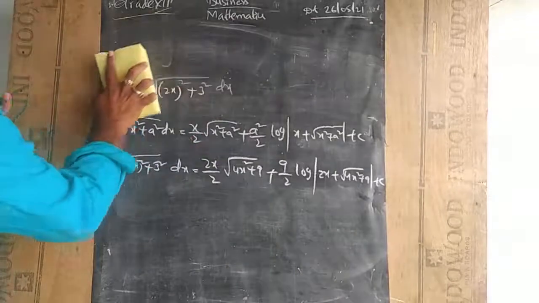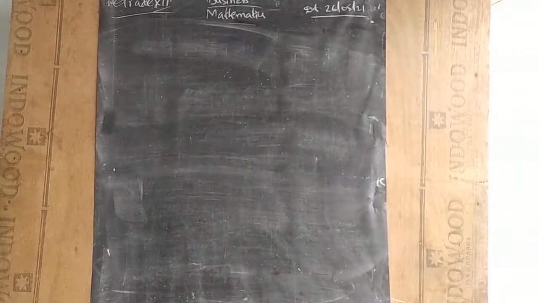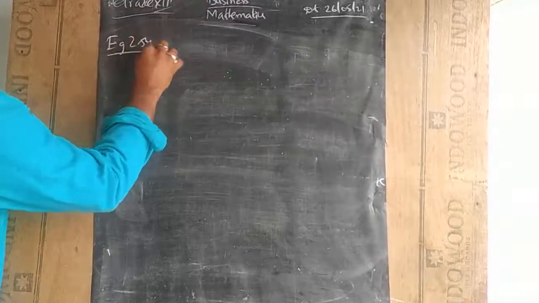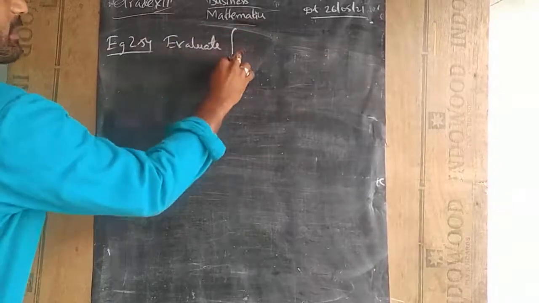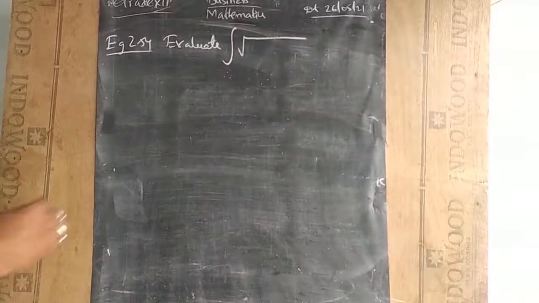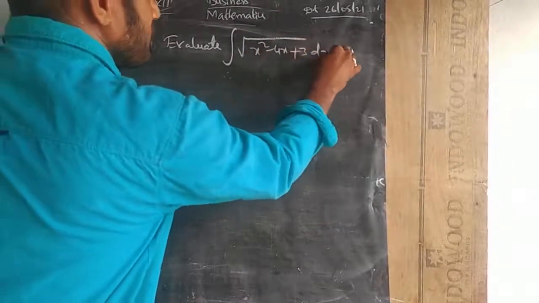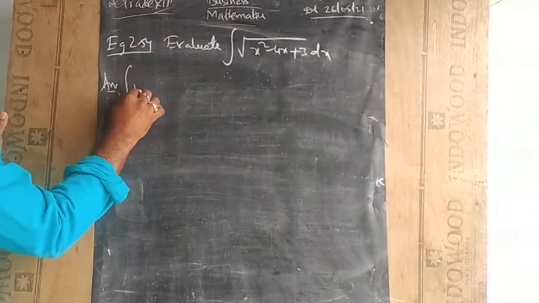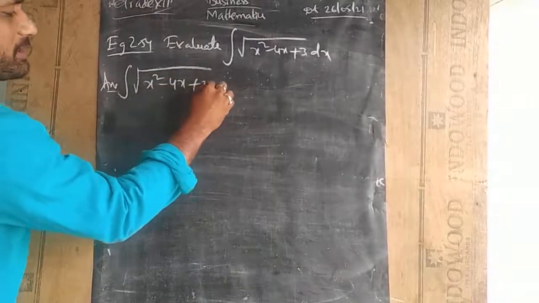Next example 2.54. Evaluate integral root of x square minus 4x plus 3 dx. Answer: integral root of x square minus 4x plus 3 dx.